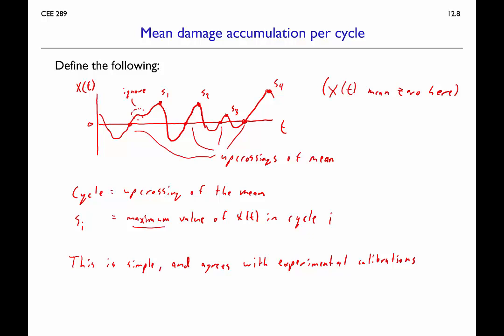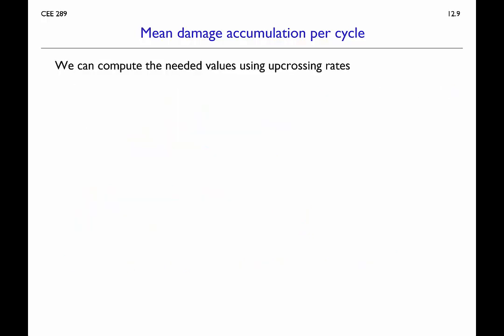Okay, so let's continue on. What we're interested in then is the probability of this S_i taking a particular value, the maximum value in the cycle taking a particular value. Because if we could figure out that probability distribution for S_i, then we could figure out the expected value of S_i to the b. It turns out those upcrossing rates that we recently studied are going to be a nice tool for getting there. So let's write it down this way.